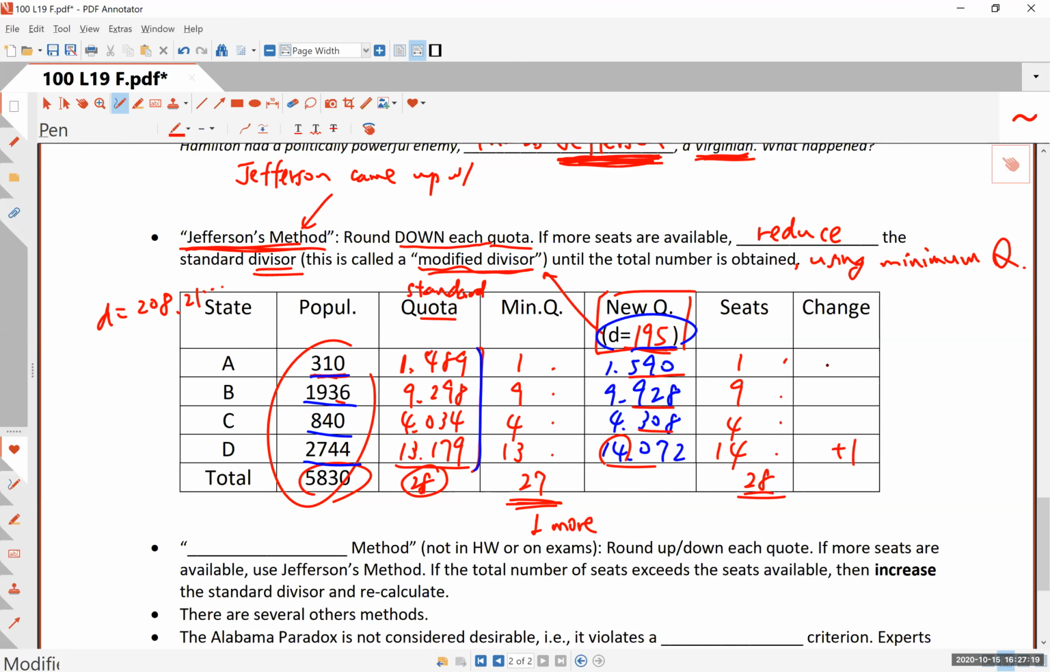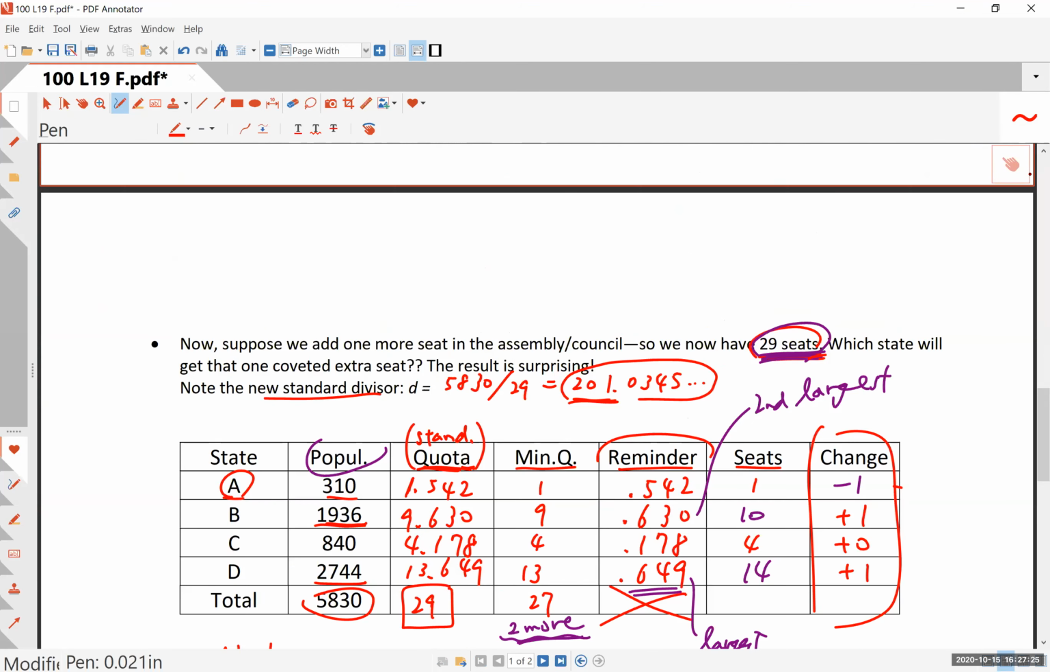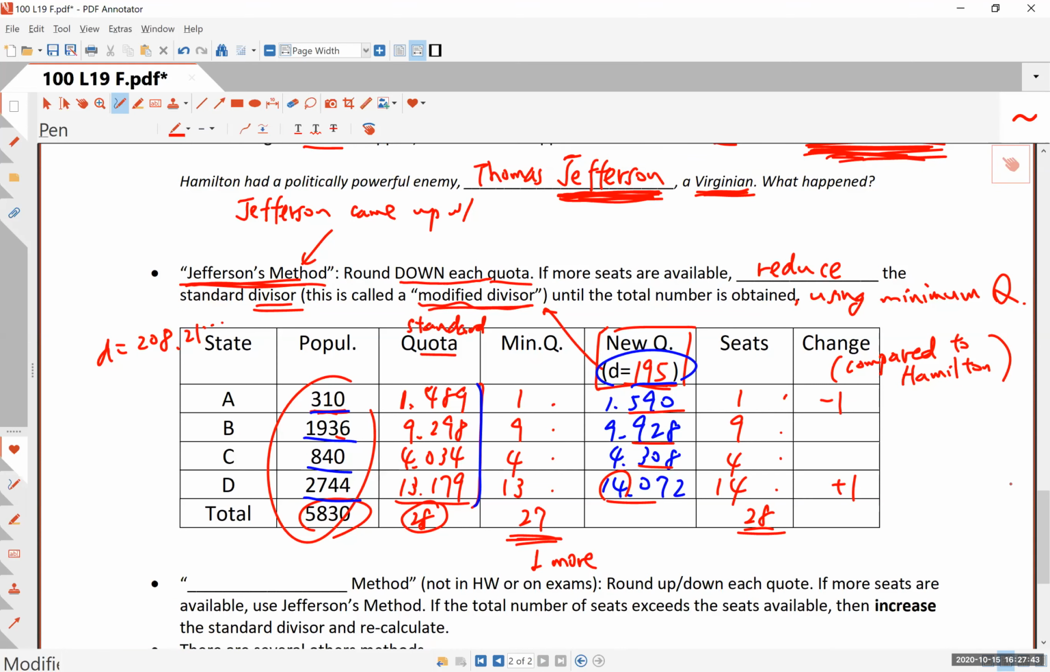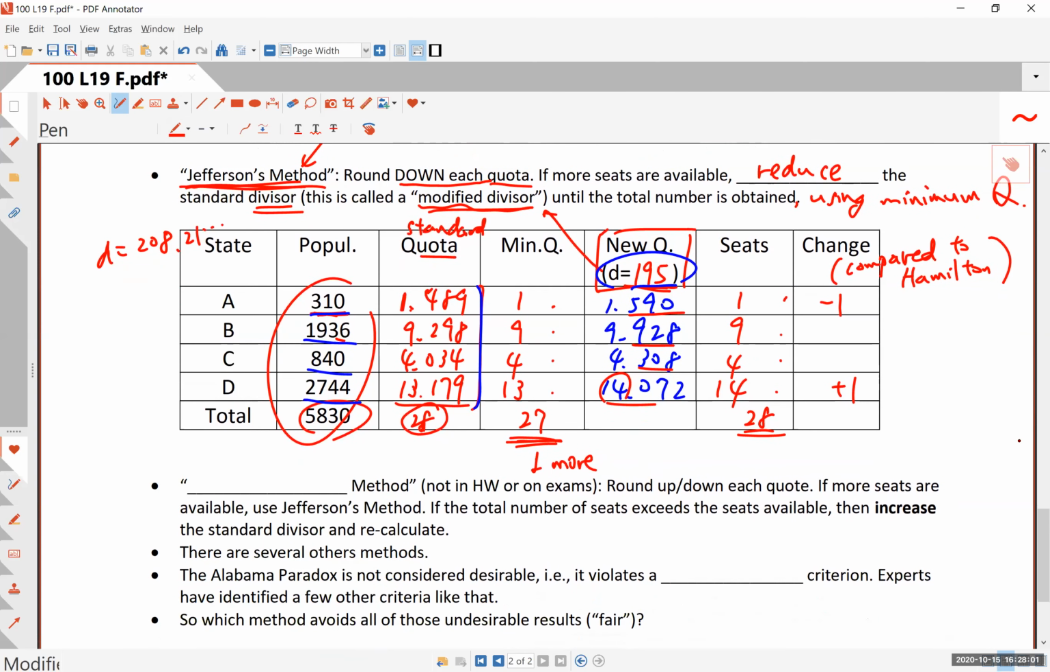And by the way, remember, if you used Hamilton's method, state A had 2 seats, but state A lost a seat. Okay, so this is compared to Hamilton's. See, Hamilton wanted to favor a smaller state. He was from New Jersey, New York, and Virginia was the bigger state back then. Virginia, under Jefferson's method, would obtain an extra one. Okay, because that's how Jefferson imagined the bigger states should have more. I mean, bigger states already have more representatives, but he wanted to use a method that is even more advantageous to larger states. Politics, right?